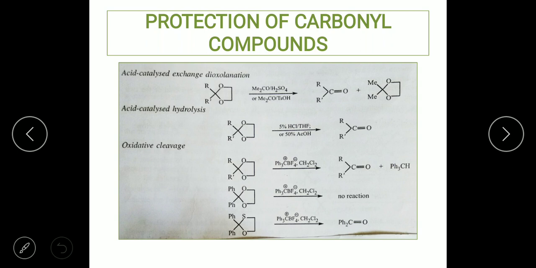So these are some of the protecting groups which we can use and which have been successfully used because they are highly stable. Once there is an acetal formation in the reaction, the acetal is always a very stable intermediate, so it is not going to react with any of the reagents or catalysts used in the reaction. Hence the acetal, that is dioxane and dioxolane, is more preferred during the protection of carbonyl compounds.